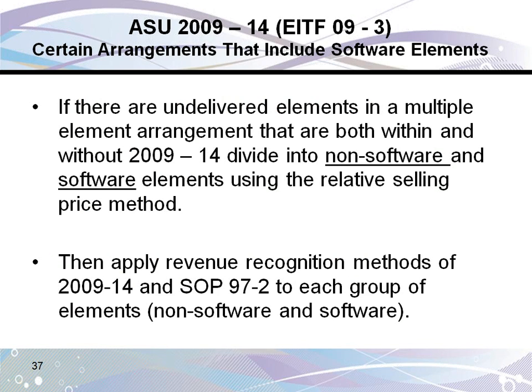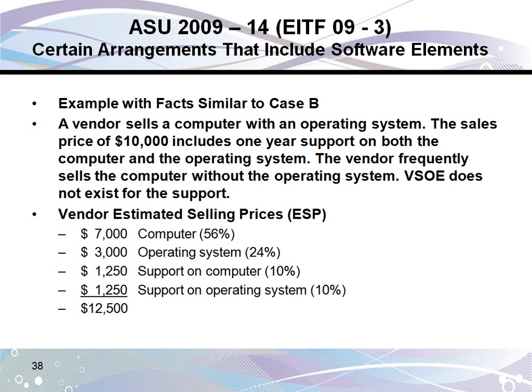Let's look at an example after we reiterate that if there's undelivered elements in a multiple element arrangement that are both non-software and software elements, you're going to use the relative selling price method to allocate the revenue to everything in the arrangement. Then for each element, you're going to look at, is it a software element or non-software element, and you're going to follow the revenue recognition for those software or non-software elements. Biggest difference there is if it's a software element, you're going to need VSOE for any of your undelivered elements.